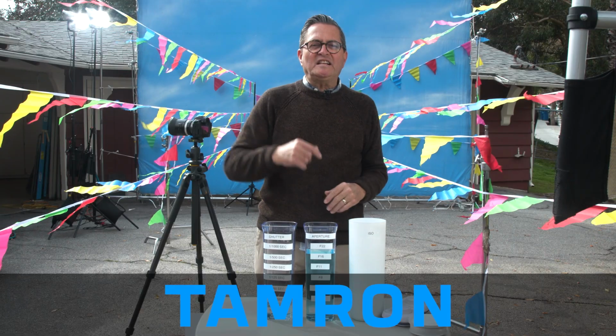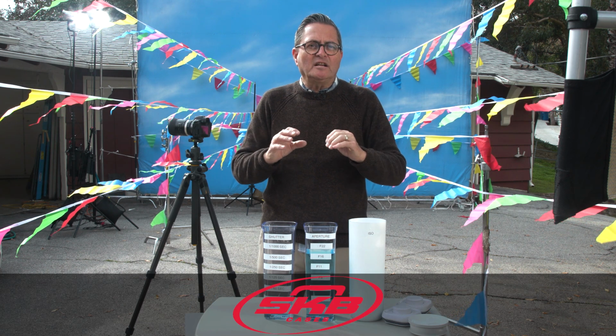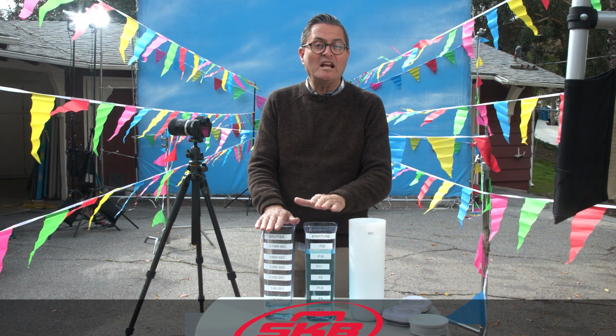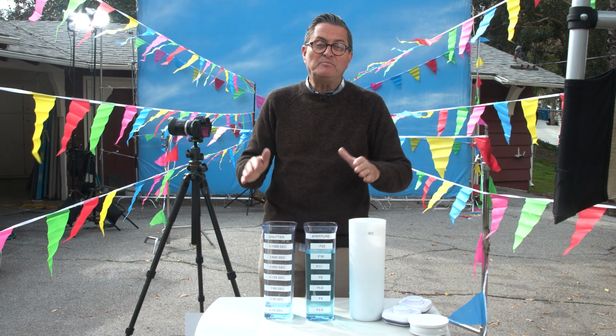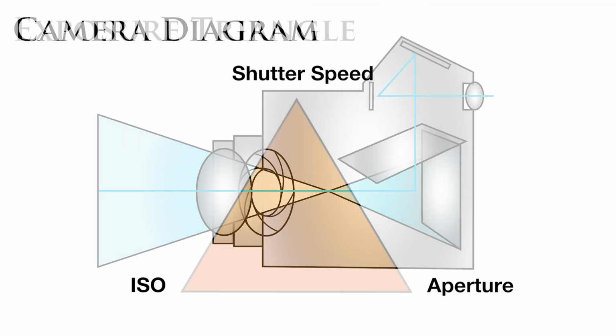Let's talk about the balancing act that's called equivalent exposure. Every scene has a certain amount of light in it, and we have to make a decision. Do we assign that light to the shutter, or do we assign that light to the aperture? So that's about exposure. How do we get a correct exposure? That's using the exposure triangle.